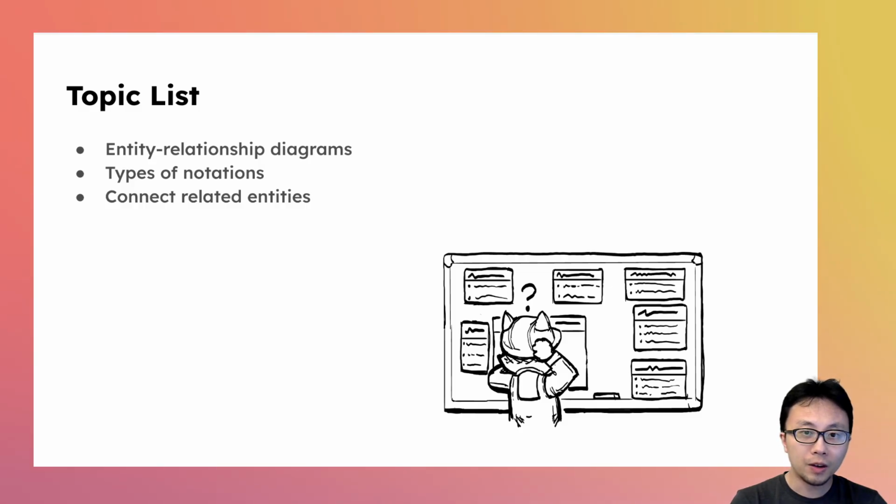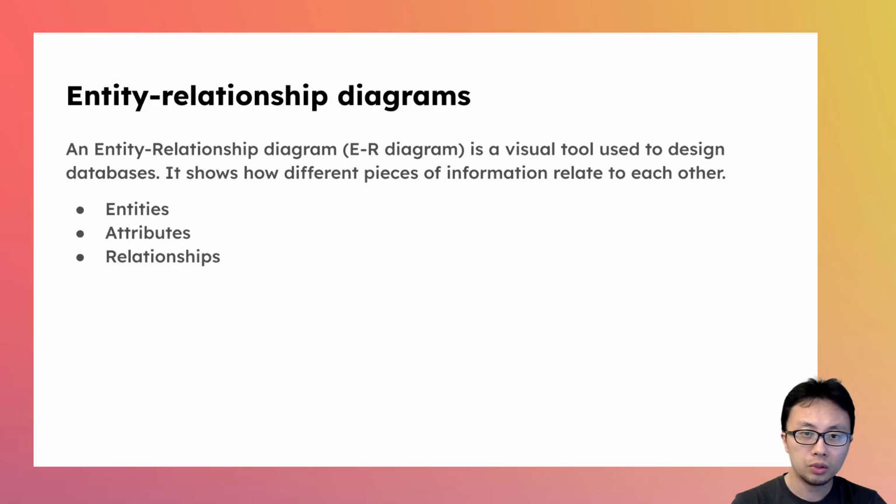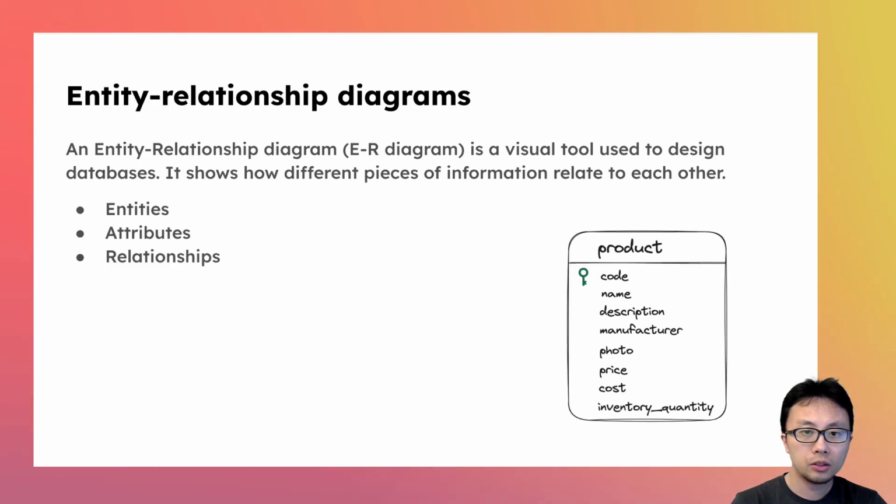We will start by providing an accurate definition for the ultimate goal of database design, a complete entity relationship diagram. So an entity relationship diagram, short for ER diagram, is a visual tool that's used to design databases. It shows how different pieces of information relate to each other. What information? Like entities, attributes, and relationships. Entities are the things you want to store information about, like customers, products, or orders. These appear as rectangular boxes in the diagram.